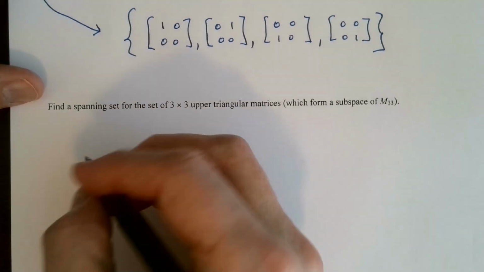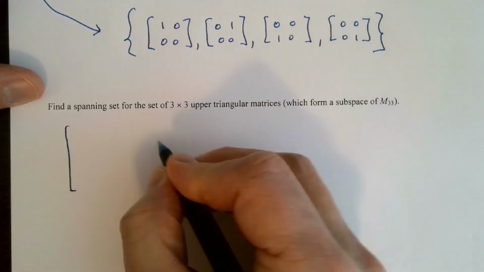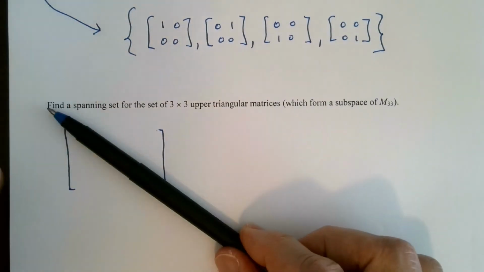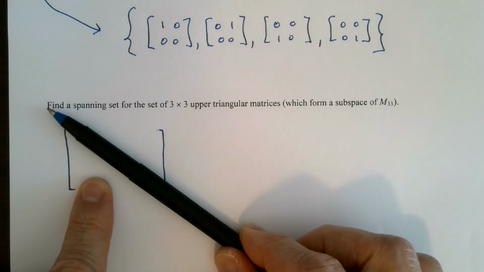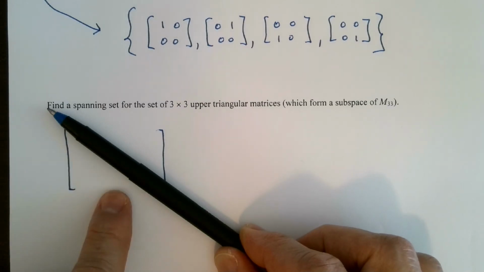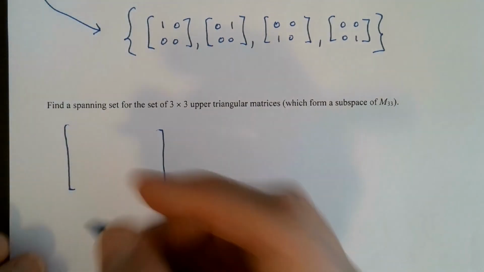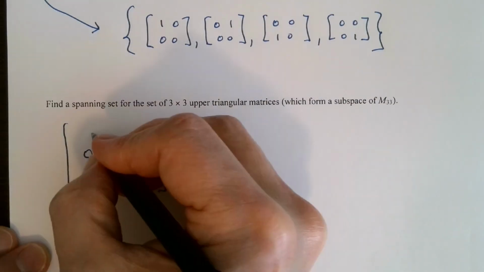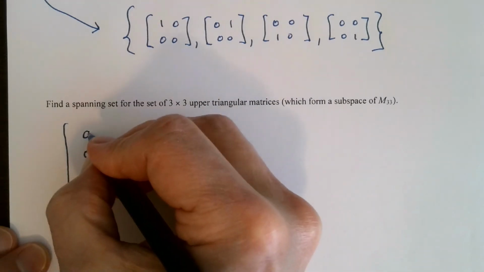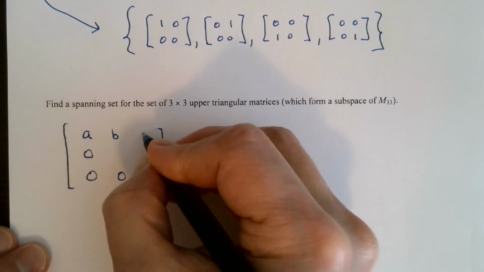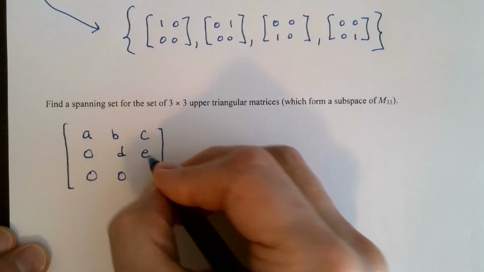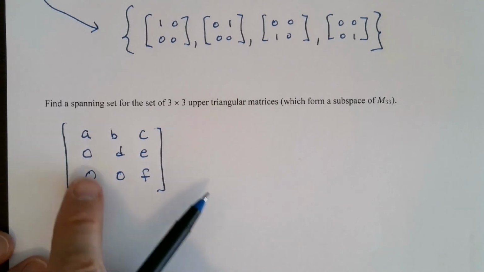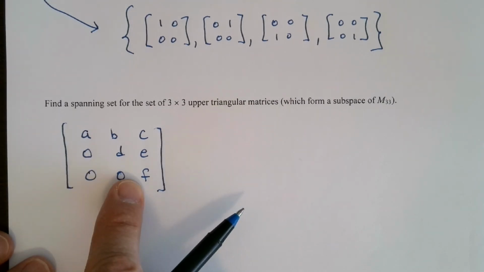Okay, so what would a 3 by 3 upper triangular matrix look like? Well, remember, upper triangular means the entries below the main diagonal are 0. So we've got zeros down here, but the entries along the main diagonal and up above can be arbitrary. So I'm just going to put arbitrary letters for each entry, because these entries could be anything. They can all be different. They can all be the same. You know these 3 have to be 0, though.